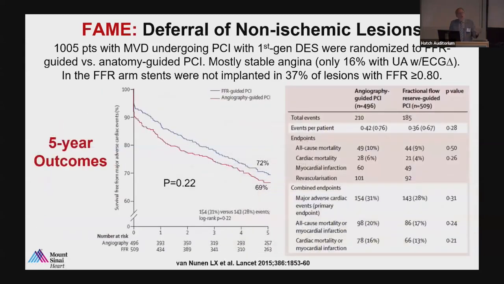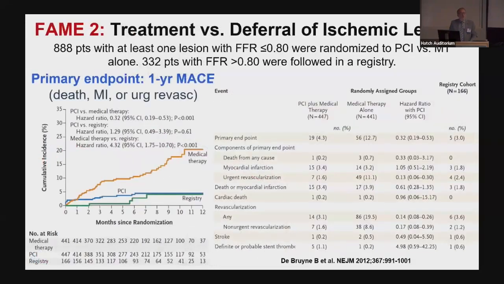Now, when you follow those patients out to 5 years, there really was no longer any difference in events, and actually this was all done with first-generation drug-eluting stents. If you were to redo this trial right now with the current stents that we use in the cath lab, there'd be no difference in MACE, either early or late, but you would save some money, and nobody wants to do unnecessary stenting.